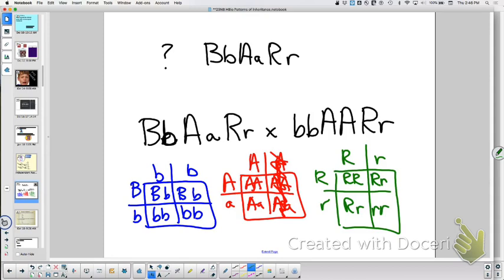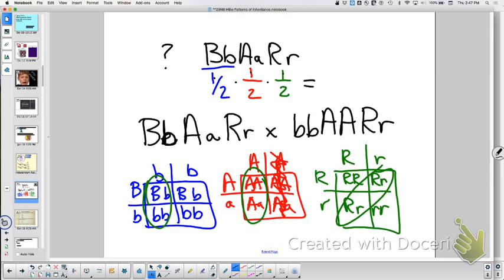Okay, so I'm going to do the first one. The first one, I wanted big B, little b. So what's the ratio? What are the odds I'm going to get a big B, little b? 1/2. Okay, because you always simplify. You wouldn't say 2/4. And then what did I want next? Big A, little a? 1/2. And by the way, that's here and here. And what are the odds of big R, little r? 1/2.